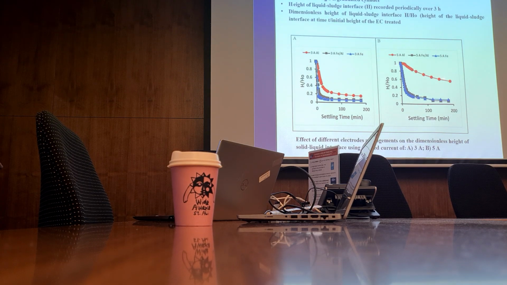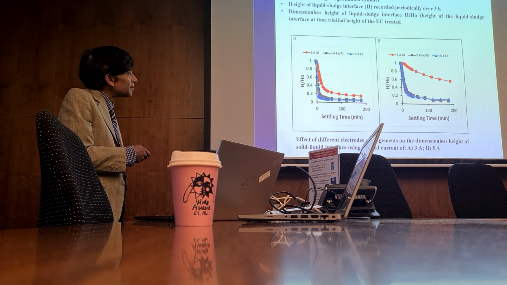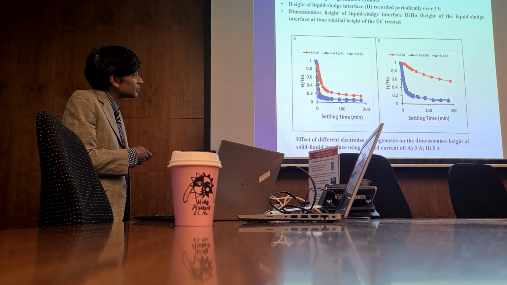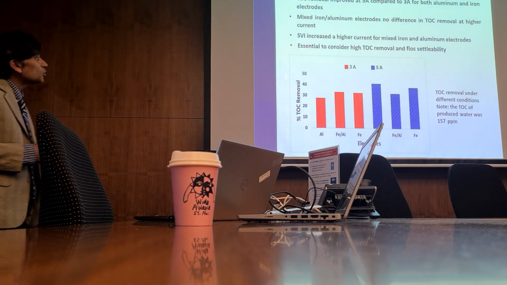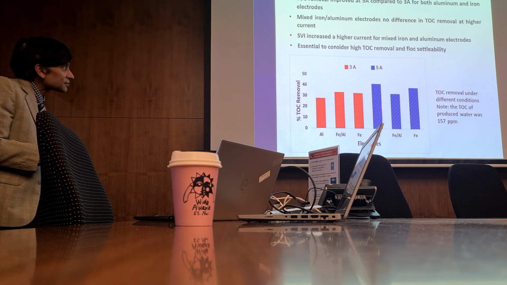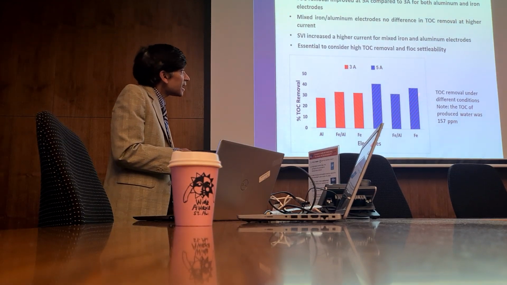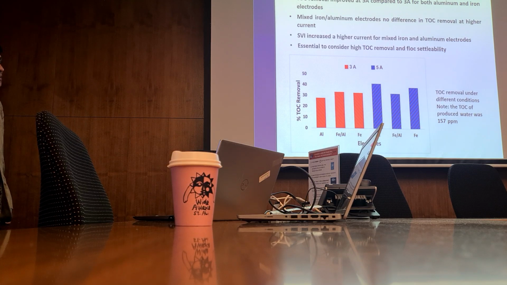So if you use too high a current, you will produce too many ions, if you like, and you restabilize it. So at 5 amps, actually the aluminium flocks take much longer to settle. Okay? So we did a lot of this work, but what was most important for us was removal of total organic carbon. And it turns out that aluminium was much more effective at reducing the TOC in the water after electrocoagulation. That's important because that is what is going to foul the membrane.